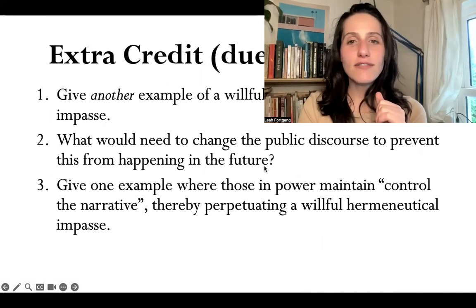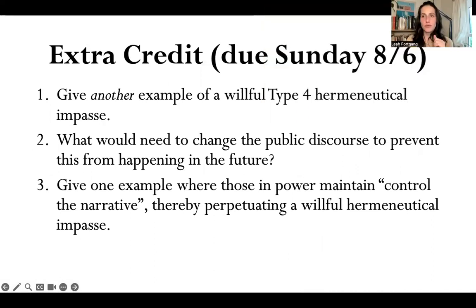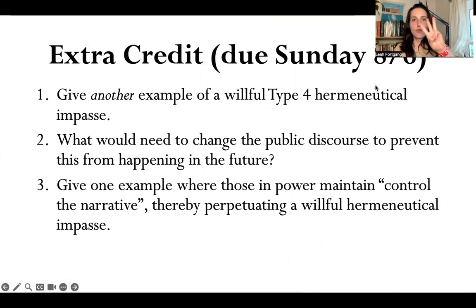Again, this is due the same day as the other extra credit option, August 6th, and will also be worth up to 3 extra credit points. I want you to give your own example of a willful type 4 hermeneutical impasse. By another example, I mean it cannot be an example I have talked about in this class, it cannot be an example that Lavelle Anderson talks about in his paper, it cannot be an example that Brianna Toole talked about in the podcast, and it cannot be any examples that Christy Dotson talked about in her podcast. It has to be your own example of a willful type 4 hermeneutical impasse.